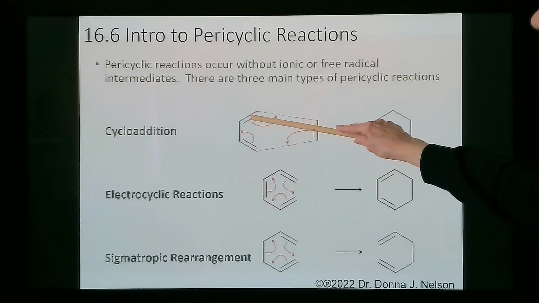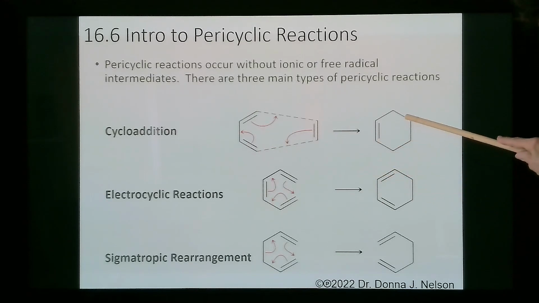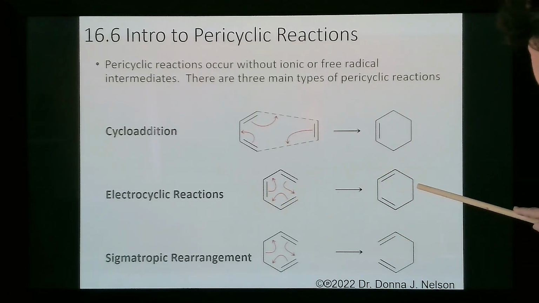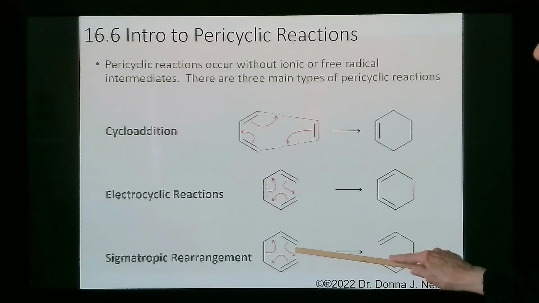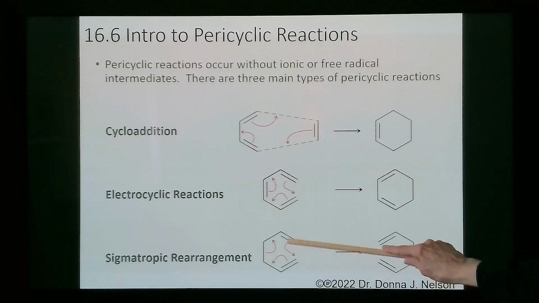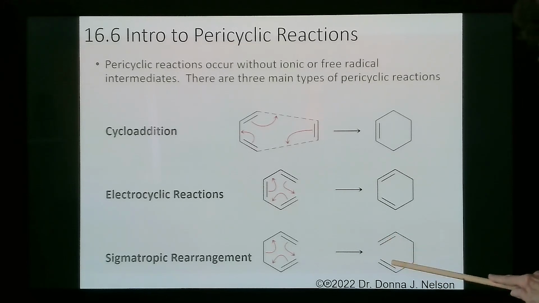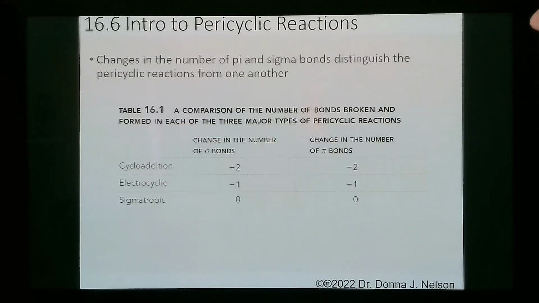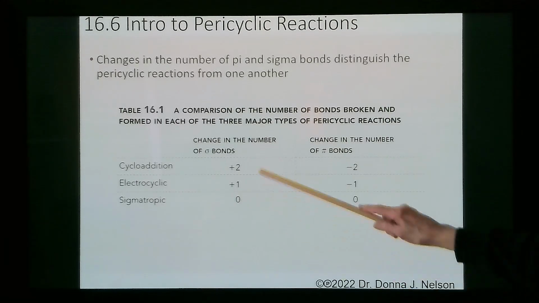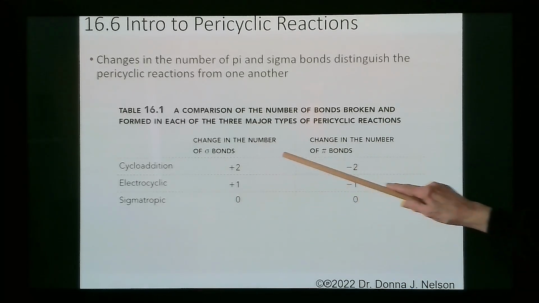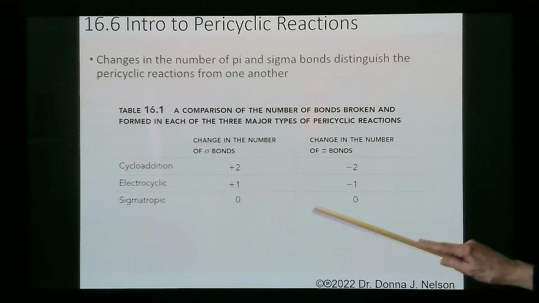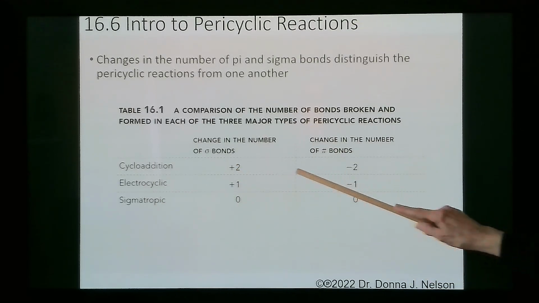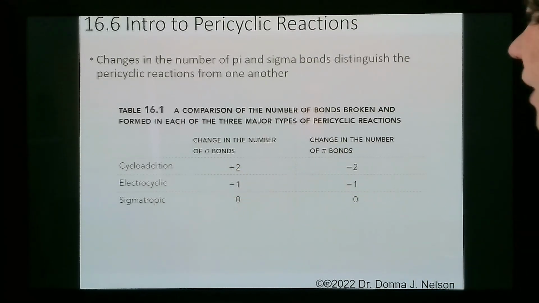Here you have 2 pi bonds that are being converted to 2 sigma bonds. Here you have a pi bond being converted to a sigma bond. And here you have no change. You have 2 pi bonds and a sigma bond, 2 pi bonds and a sigma bond. You might just want to look at that and see the 2 pi bonds are being converted to 2 sigma bonds. 1 pi bond is being converted to 1 sigma bond, and in the sigmatropic reaction, there's no change.